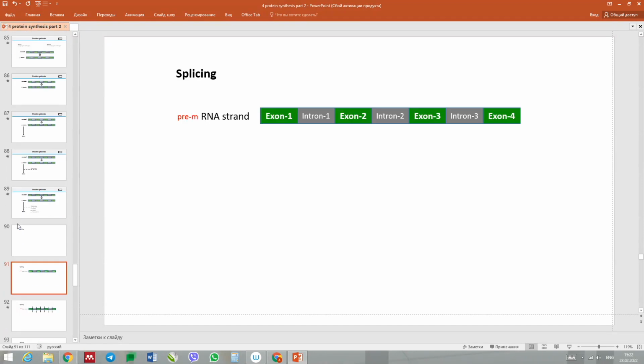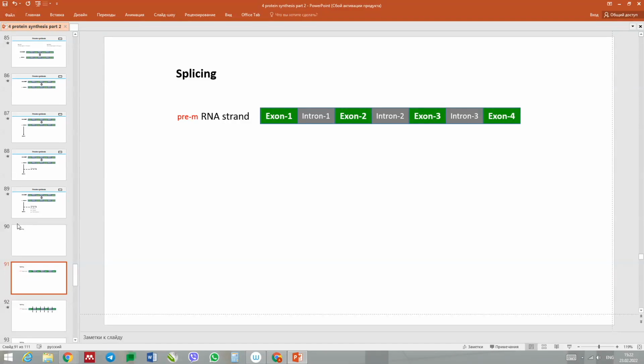Splicing. What happens during splicing? Here you see a schematic illustration of premature RNA with exons and introns. And one of our obvious tasks is to get rid of introns.